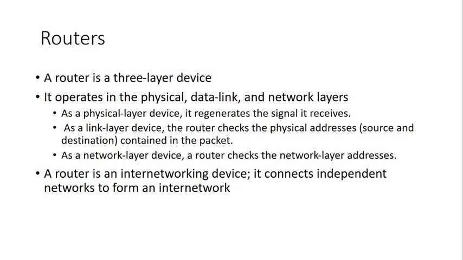Coming to the third type, that is the routers. A router is a three-layer device. That means it operates in the physical layer, data link layer, and the network layer. And as a physical layer device, again it regenerates the signal it receives, and as a link layer device, the router checks the physical addresses, that is source and destination, contained in the packet, and as a network layer device, a router can check the network layer addresses.